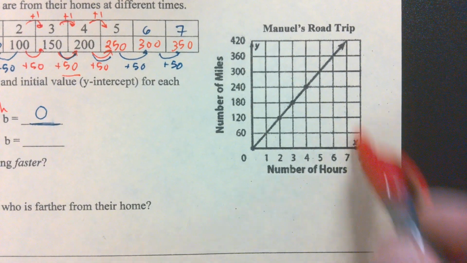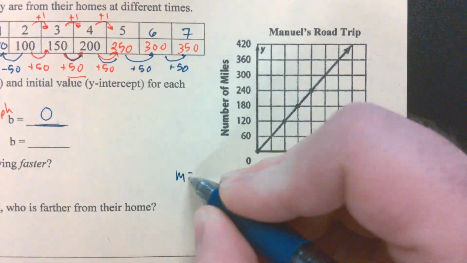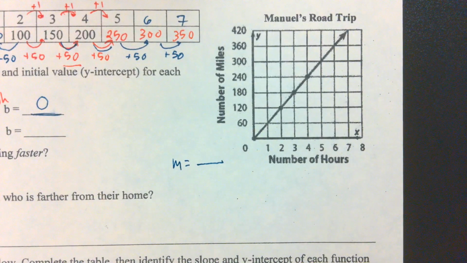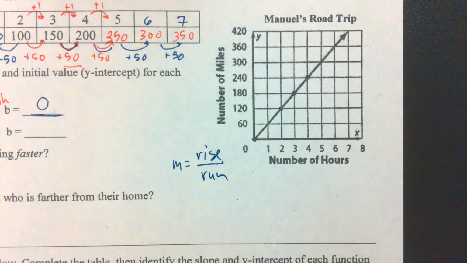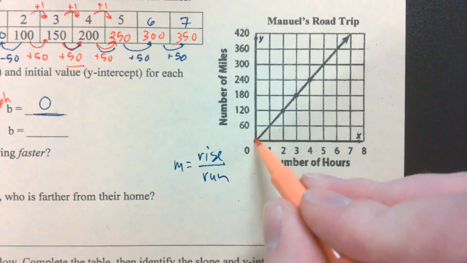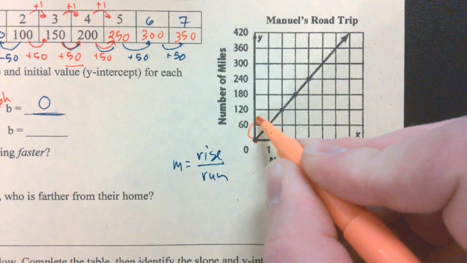And then we take a look at Manuel's road trip on the graph. Now this is finding slope from a graph. Anyone remember what that process is called to find slope from a graph? Rise over run. Thank you. So if we start down here at 0, we rise up 1 over 1.